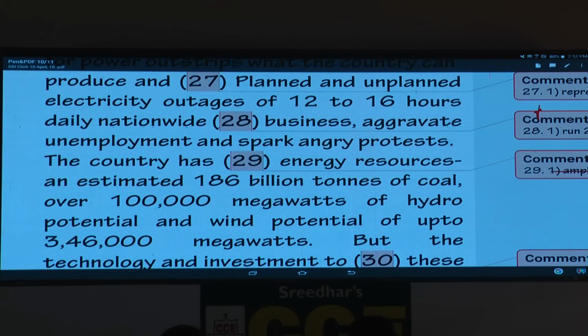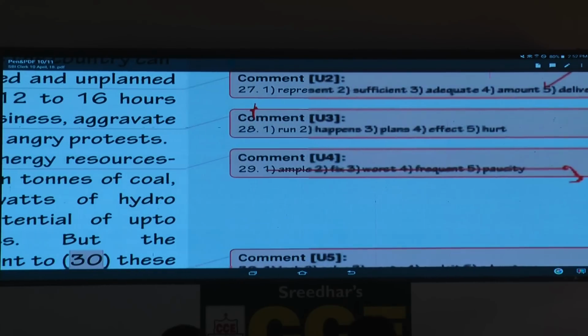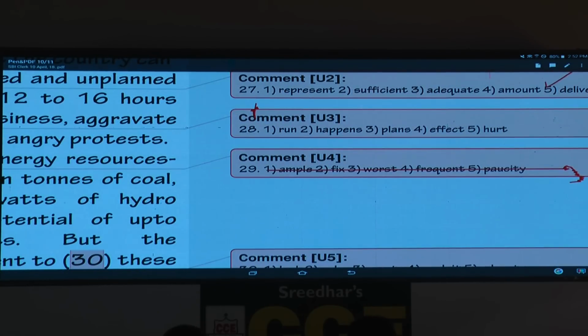Then definitely, when it comes to run, business is not correct. Happens, business is not correct. Plans, business is not correct. Had it been effect, A-F-F-E-C-T, it would have been correct. But what is the spelling here? Effect, not correct. So hurt business. When there are regular power cuts, that hurts business. So obviously, what is the answer here? The fifth option, hurt business, is the answer.